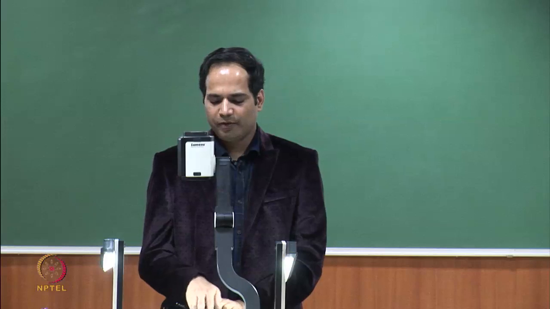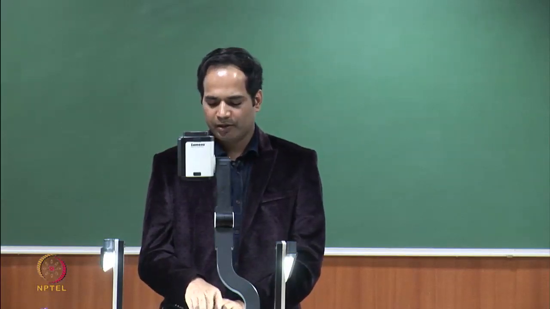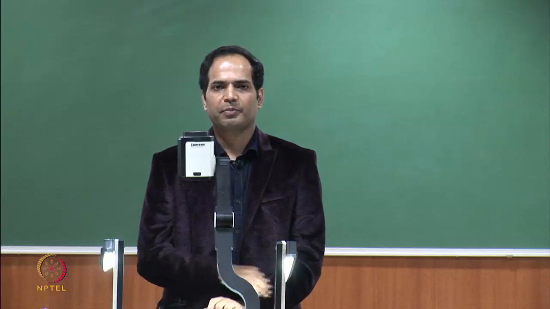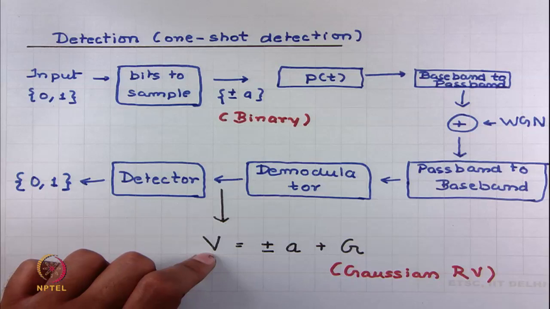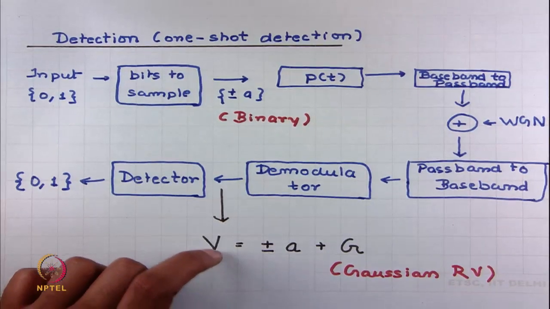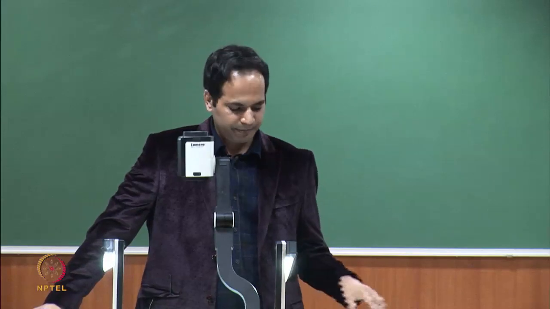If you have a symbol plus A transmitted, this is a Gaussian random variable with a mean at plus A, and if you are transmitting minus A, this is a Gaussian random variable with a mean at minus A. But V is also a Gaussian random variable if G is a Gaussian random variable. So, I hope I have summarized the assumptions that we will take to start with this theory of detection.